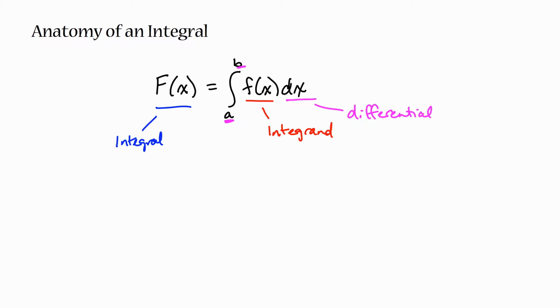If they're not given, then it's an indefinite integral, and you just assume you're evaluating it for all possible values of x. And if they are given, a is the lower limit, b is the upper limit, and you're evaluating the integral for values of x greater than a and less than b.